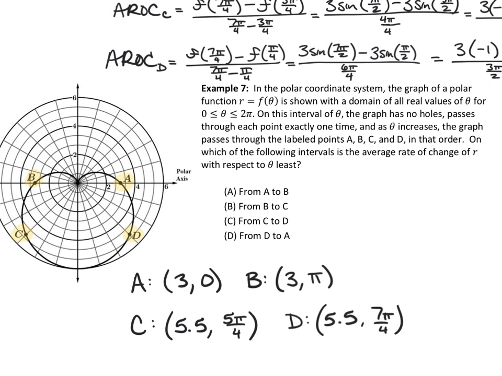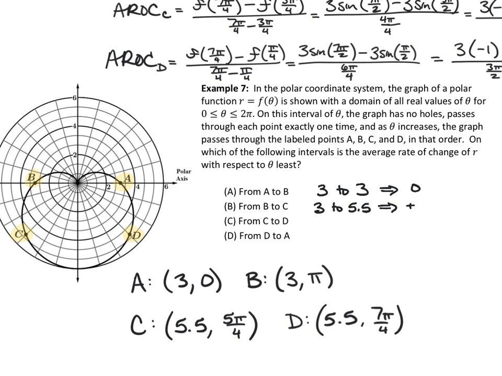Okay, we want to know the average rate of change of r with respect to theta, which one is the least? From A to B, did the radius change? No. So from A to B, we went from 3 to 3, which means we have a rate of change of 0. We didn't change at all. From B to C, we went from 3 to 5.5, which means we increased a little bit. We're just going to put a plus sign for increase.